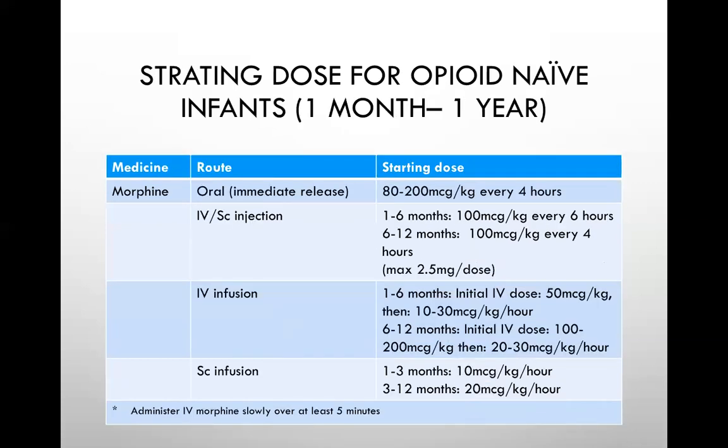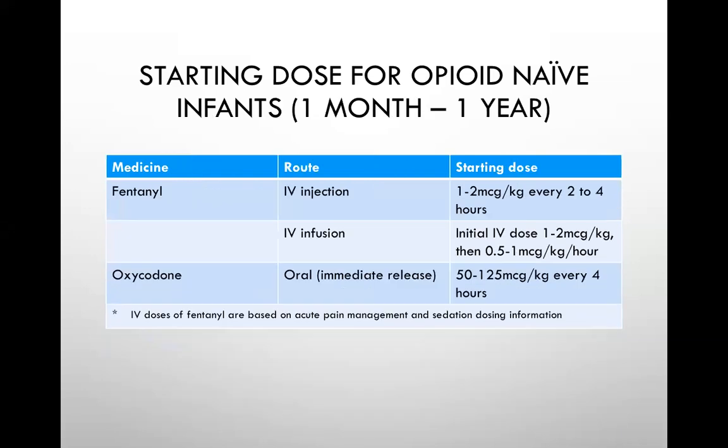For oral, for opioid naive infants, that is from 1 month to 1 year, you can begin at 80 to 200 micrograms per kilogram every 4 hours. And again, the same for IV injections. It's preferable to work closely with pediatricians, pain specialists, or anesthetists. But your preferred route of administration is oral. Same with fentanyl and oxycodone. These are the doses that can be used for IV and for oral oxycodone.